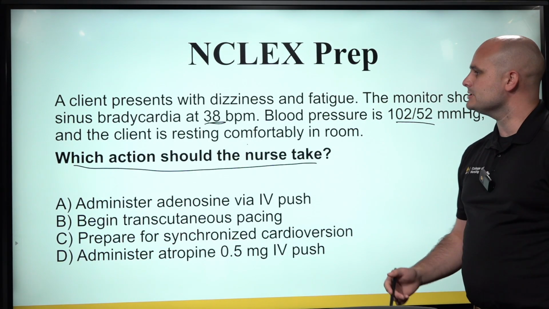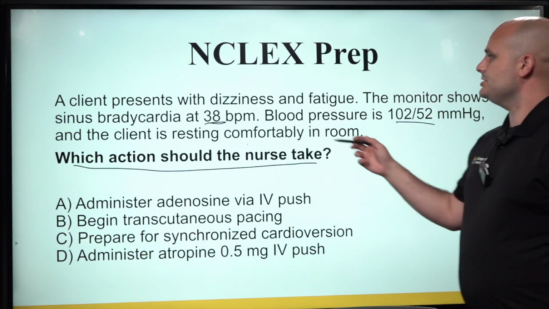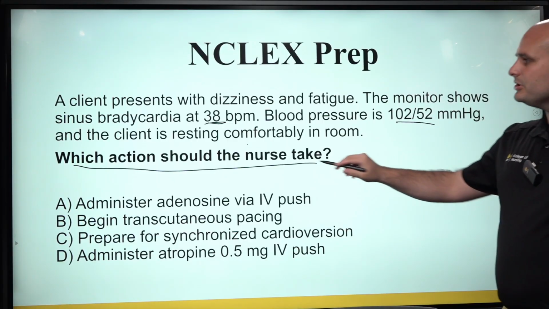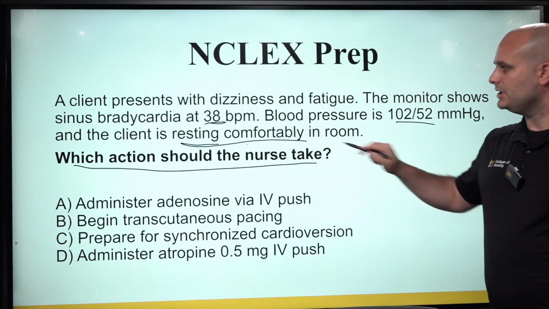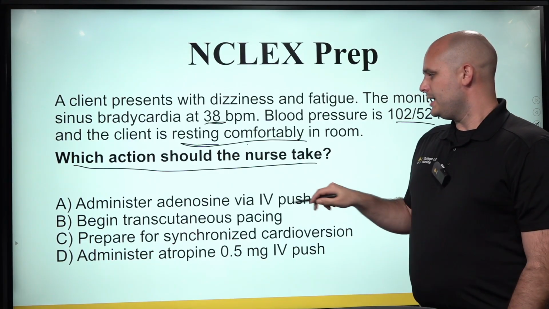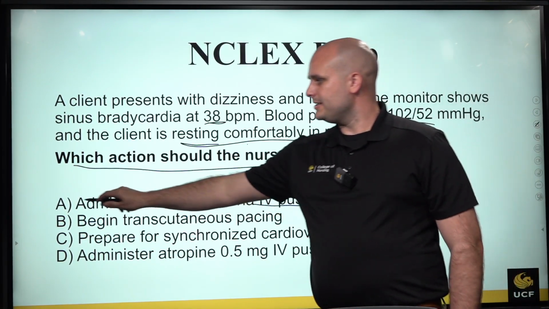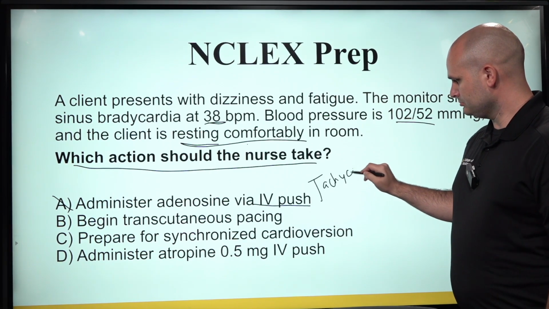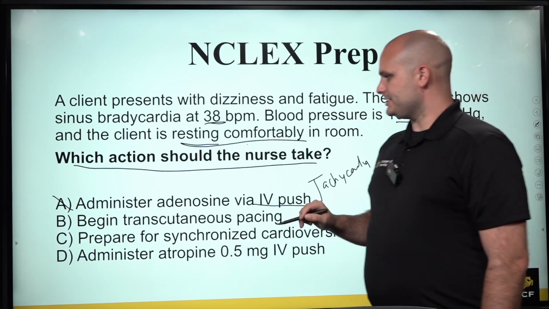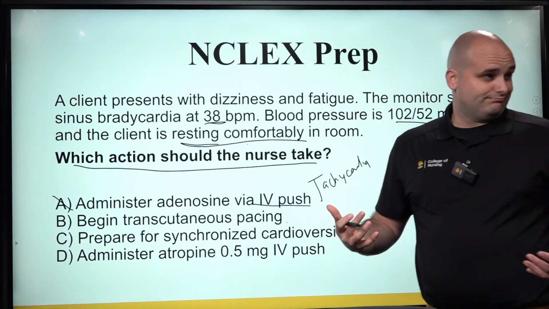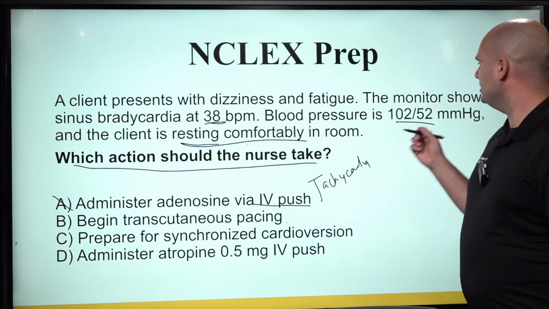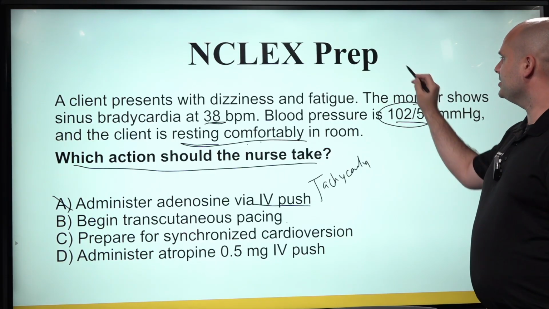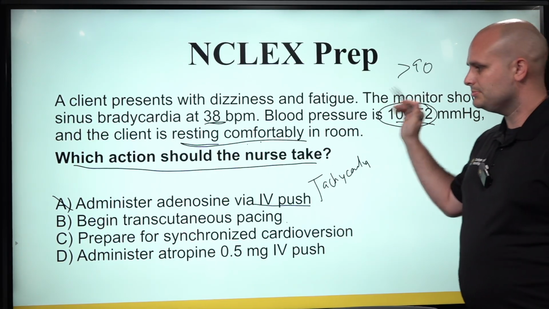Where are we at? So we have a somewhat stable patient. They have dizziness, fatigue. They do have a low heart rate. Blood pressure is okay, and they're resting comfortably in their room. What are we going to do? Adenosine, hopefully you're thinking that is for patients with tachycardia. Transcutaneous pacing, it's an option, but look at our pressure. We're not altered. We're resting comfortably and our pressure is greater than 90 systolic, so probably not the best option.